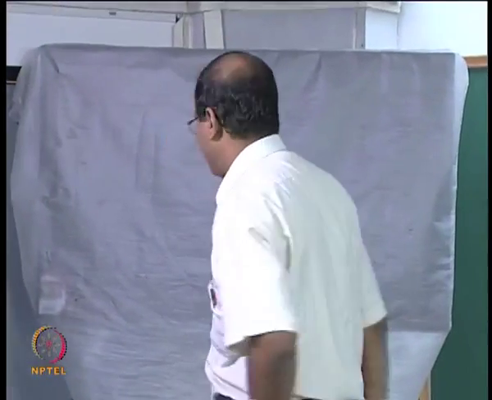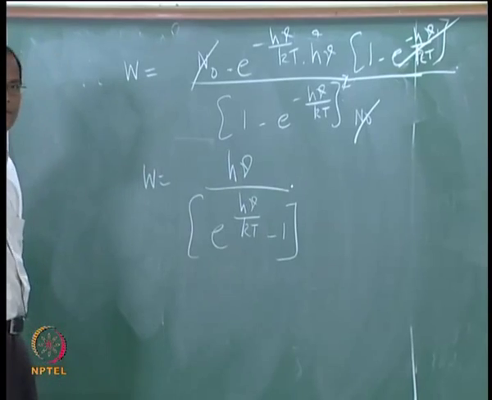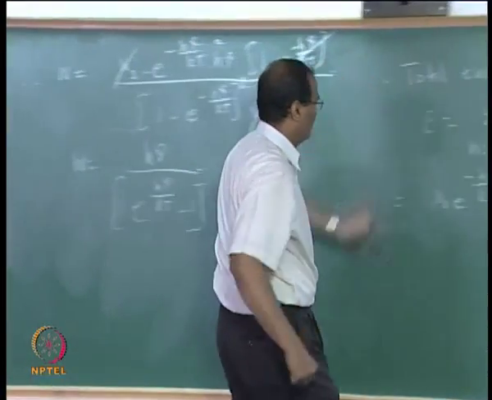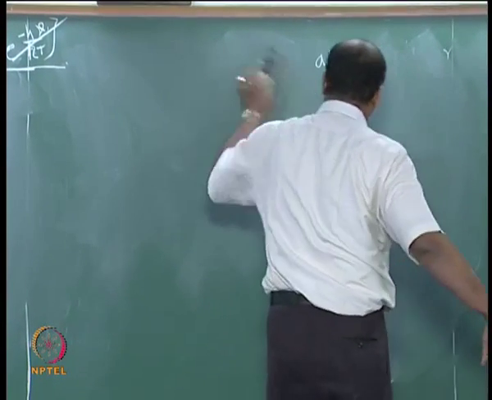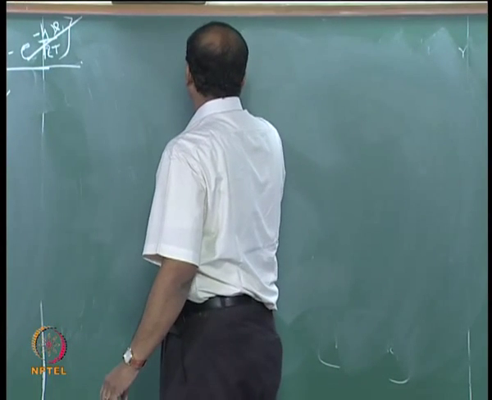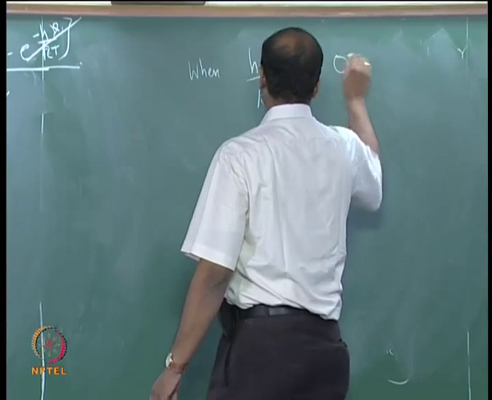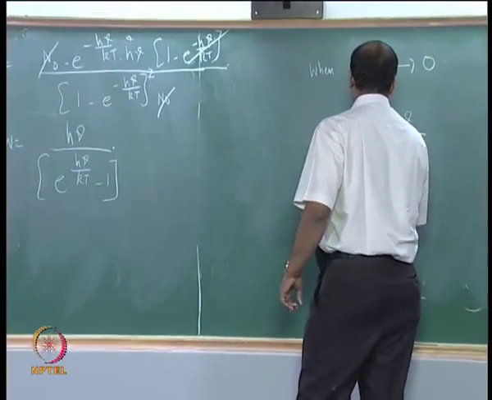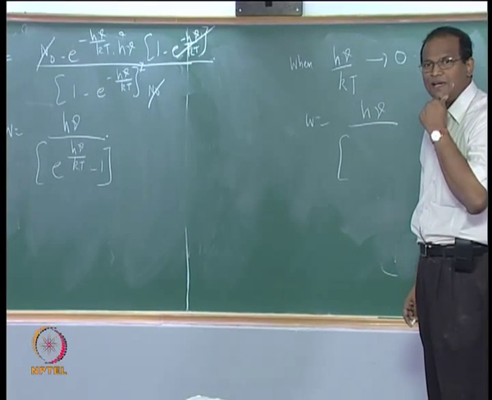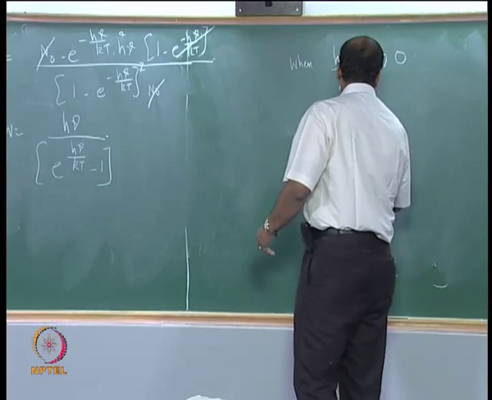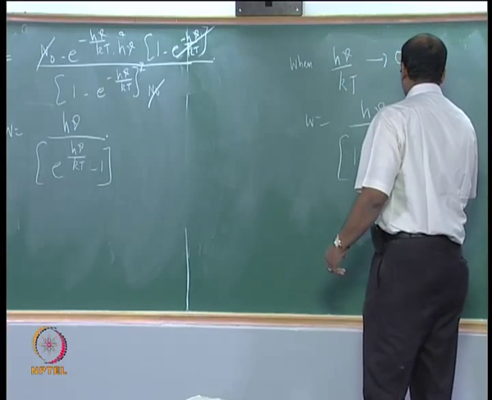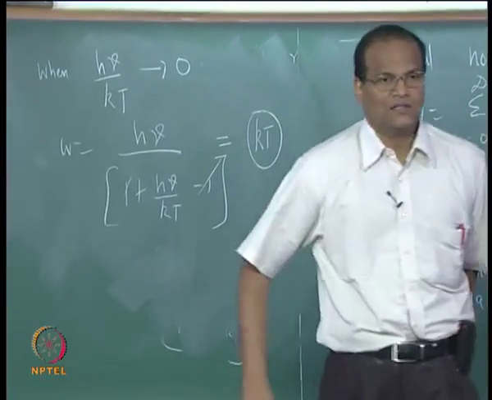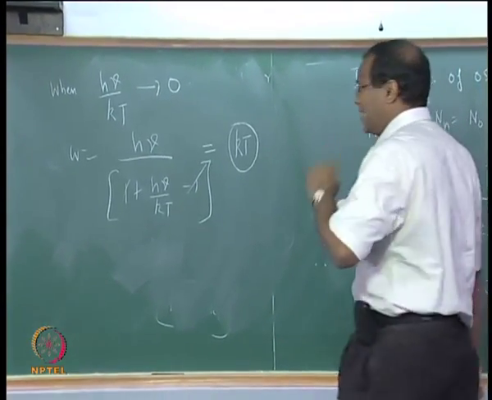Okay. Now Planck wanted to check what will happen when h nu by kT is very small. For small values, e to the power of h nu by kT can be expanded as 1 plus, and so W equal to kT. Which distribution is W equal to kT used in? Rayleigh-Jeans. So there is consistency.